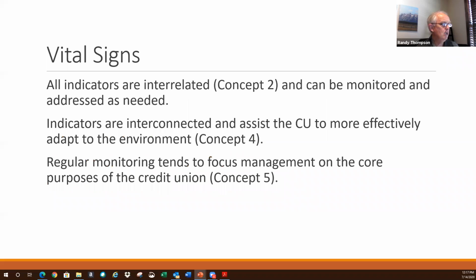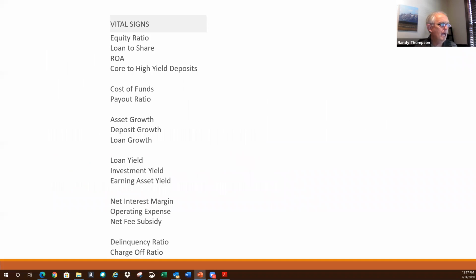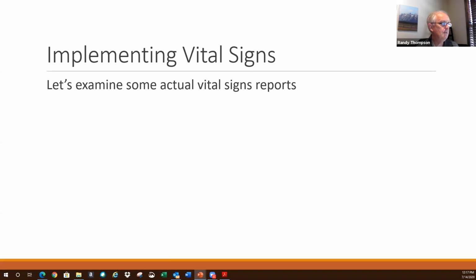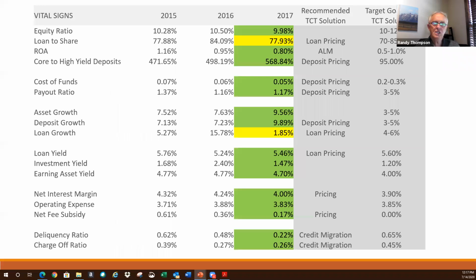As you can see here, as we look at these, we are able to monitor them and determine if things are going well or not. And here's an example. We're going to look at all these in a sample report. The top 4 key: cost of funds and payout ratio, asset and deposit and loan growth, loan yield, all the yields, a calculation of net fee subsidy, which I'll explain in just a moment, and then 2 measures of delinquency, really that's risk tolerance on the last ones. When we put them together, we get something that looks like this.